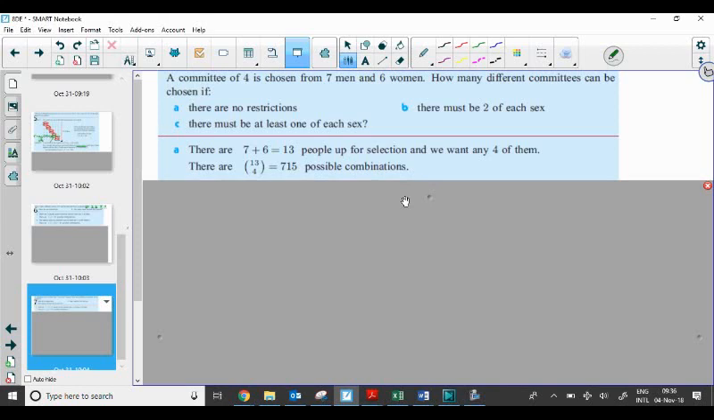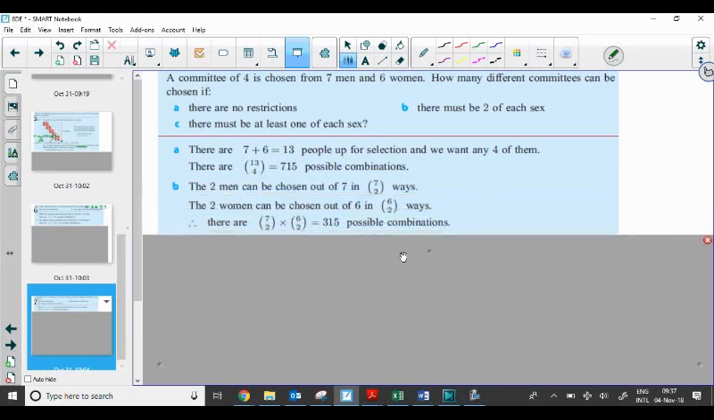No problem. Letter B. We're going to choose 2 out of each of these binary sex options. So we know that out of the 7 men, we need to choose 2, and out of the 6 women, we need to choose 2. So we're just going to multiply those 2 together. Again, grabbing our calculator to compute that.